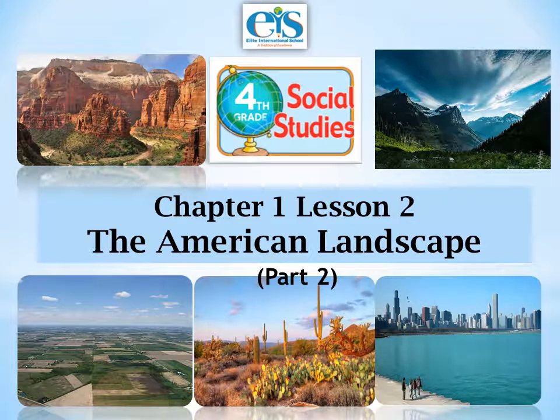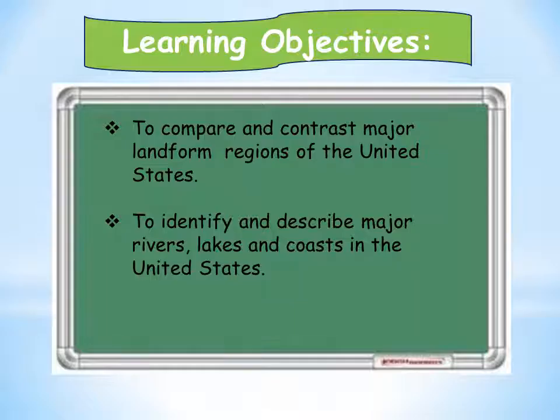Hello grade 4, welcome to another SST lesson, and today we're going to continue what we have started, which is about the American landscape. By the end of this lesson, you'll be able to compare and contrast major landform regions of the United States, and you'll be able to identify and describe major rivers, lakes, and coasts in the United States. Alright, so let's get started.